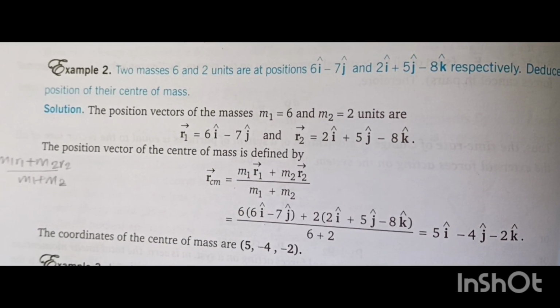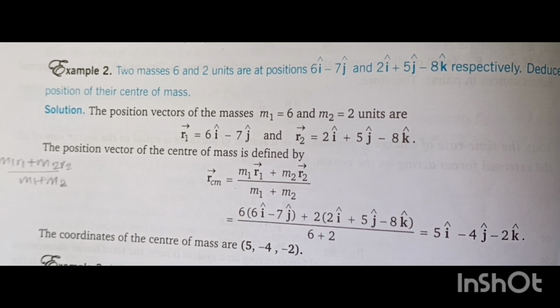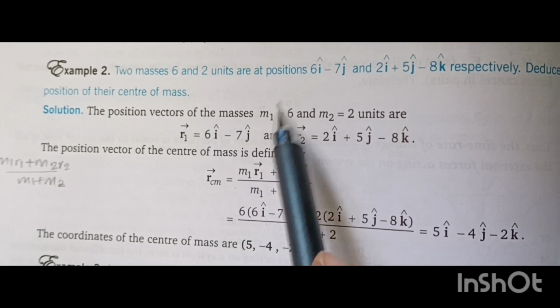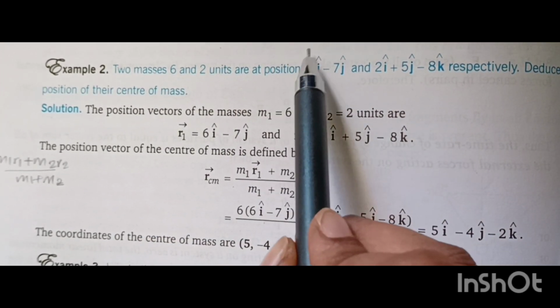Two masses, 6 and 2 units, are at positions 6i cap minus 7j cap and 2i cap plus 5j cap minus 8k cap respectively. Deduce the positions of their center of mass. So we have two masses of 6 units and 2 units at these two positions. So these are the position vectors.